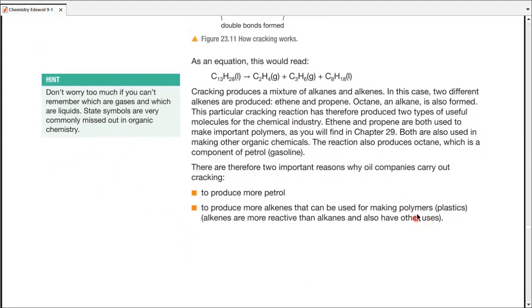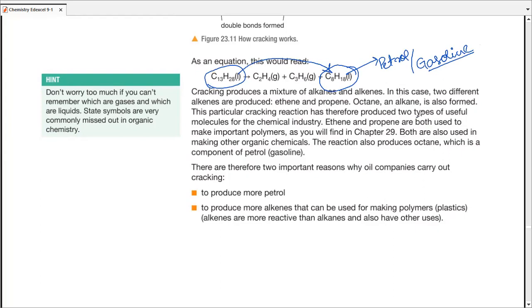So cracking produces a mixture of alkanes and alkenes. In this case, two different alkenes are produced, propene and ethene. Octane is an alkane that is also formed. Octane, remember, C8H18, was an important part of petrol or gasoline. So this process is actually converting a bigger, less useful molecule into a far more useful and profitable molecule.